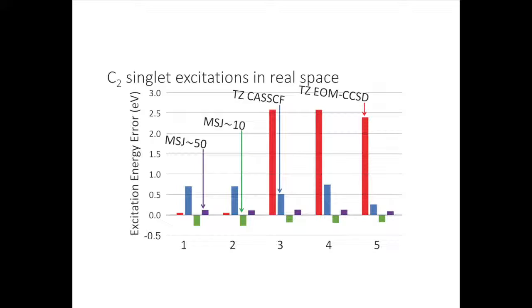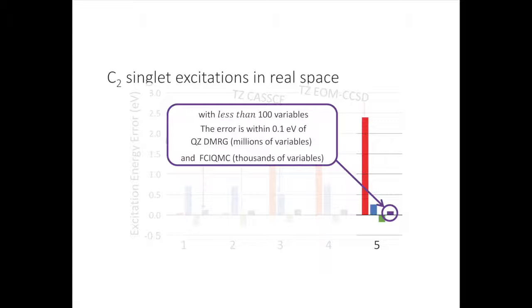The point that I really want to make here is that with less than 100 variables, this wavefunction optimization method is already going to get to within 0.1 eV error of QZD MRG and SCI QMC, which apparently contain millions and thousands of wavefunction parameters. That basically means if you have a good enough wavefunction and a good enough wavefunction optimization technique, you don't really need that many wavefunction variables to get an actual prediction of the property that you want. All right.